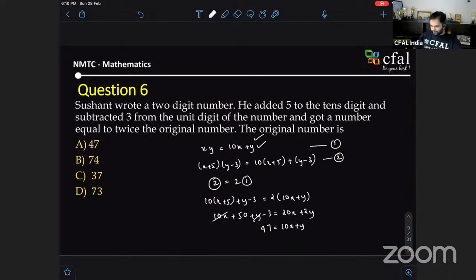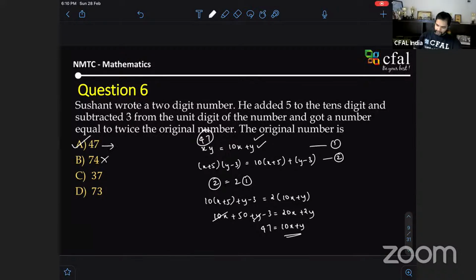Is 10x + y what we wanted? Yes, sir. We wanted the original number in the form of the original number, which is 10x + y itself, right? So you can see that we got option A. So for this problem at least, if the options were given, we obviously can use the options and figure it out.